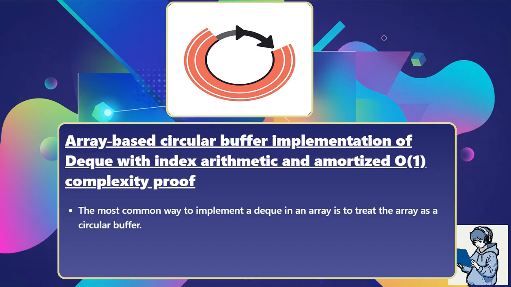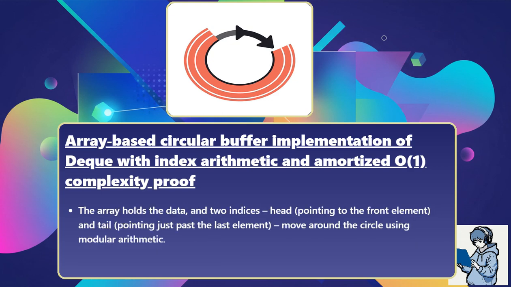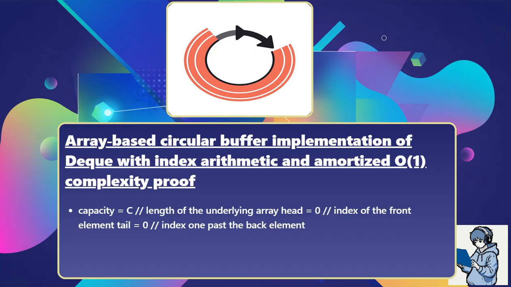as a circular buffer. Imagine a circular racetrack. When a runner reaches the finish line, they continue at the start line without stopping. The array holds the data, and two indices, head, pointing to the front element, and tail, pointing just past the last element, move around the circle using modular arithmetic. Capacity equals C, which is the length of the underlying array.